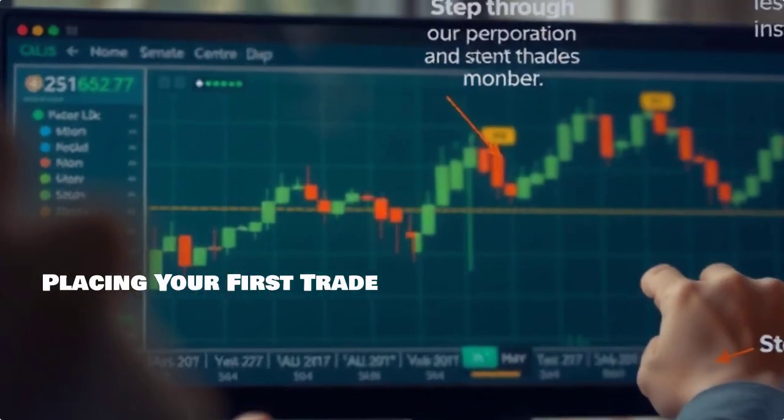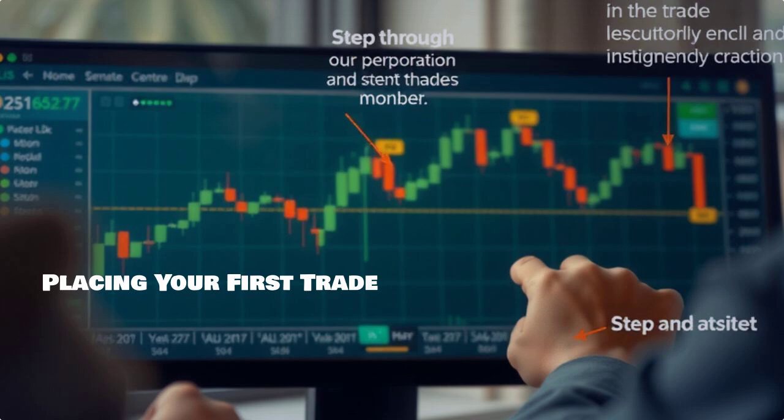Now that you're set up, let's place your first trade. Follow this detailed walkthrough and manage your funds effectively.